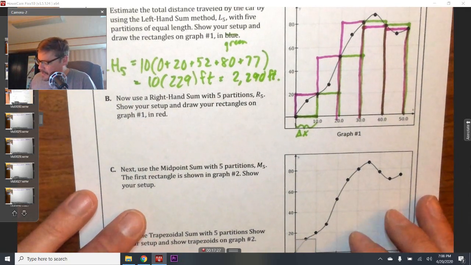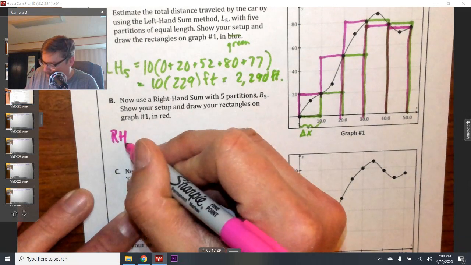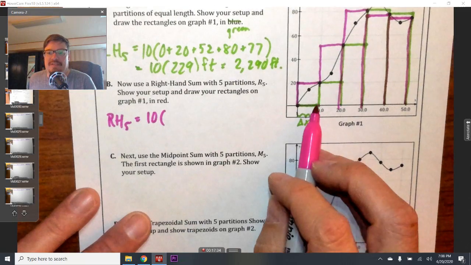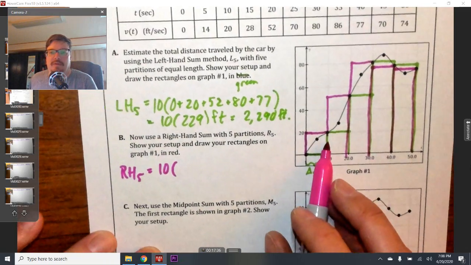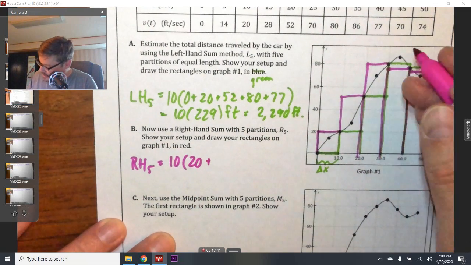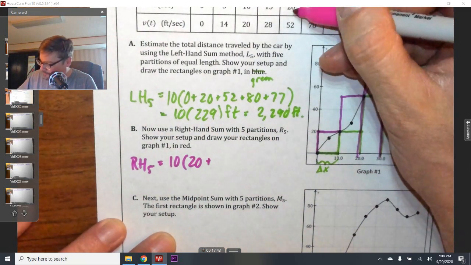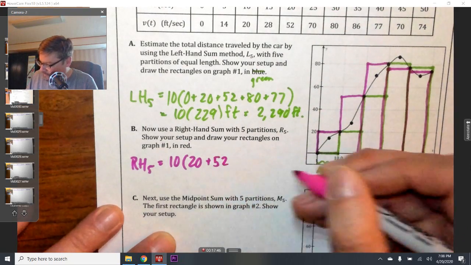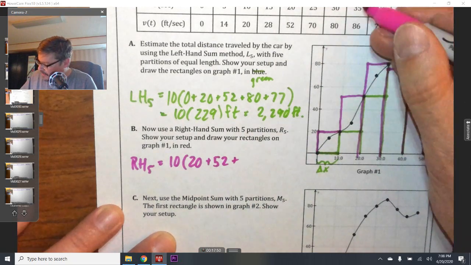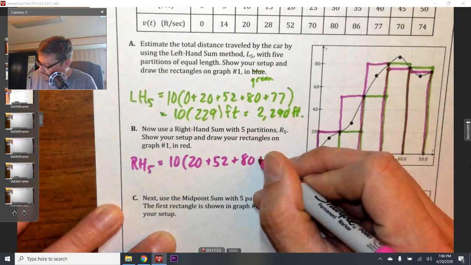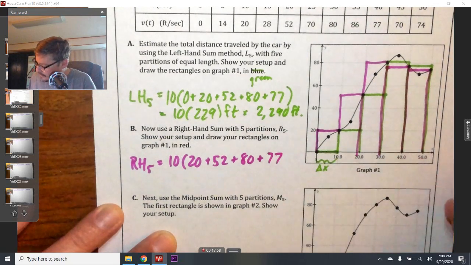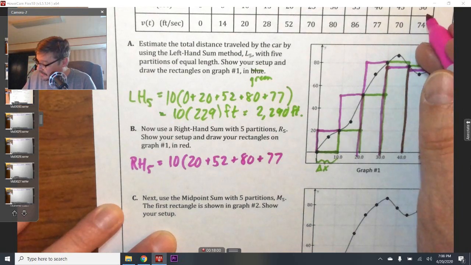So the right-hand sum of 5 equals delta x of 10. But now we don't have a 0 value here. We actually went all the way up to, it looks like 20, right? Yep, 20. Now I'm going to add, what is that height there at 20? 52. Then I'm going to add, at 30 it was 80. At 40 it was 77. And then at 50 it's actually 74.